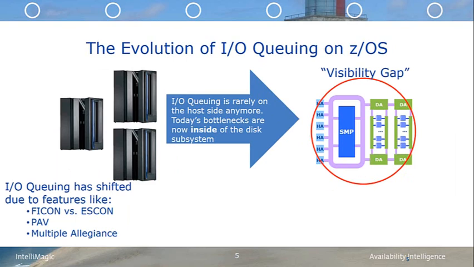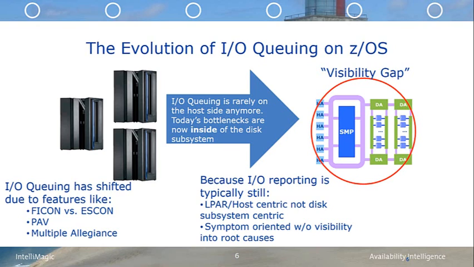It's important to see how the queuing of I/O requests has shifted from the host to the components inside of the storage system due to features like FICON versus ESCON, for example. FICON is a multiplexing technology that handles multiple transmissions at a time compared to ESCON, which handled only one transmission at a time. PAV and multiple allegiance are also features that have essentially opened up the pipe so that I/Os are no longer waiting on the host side, but they get sent down to the storage system because it's much more capable and it's typically able to handle it.